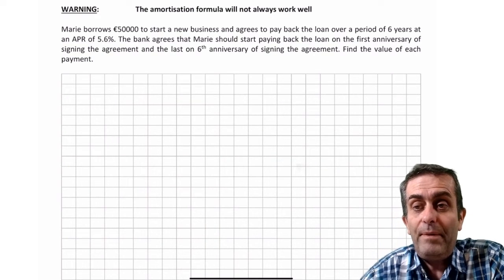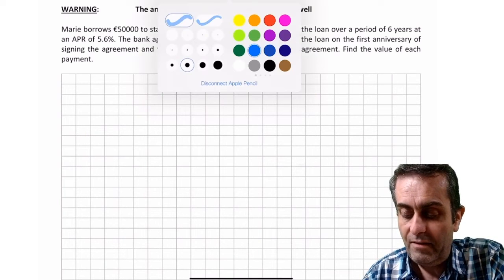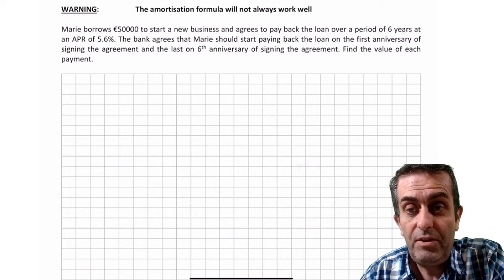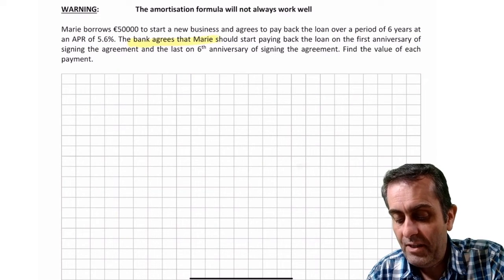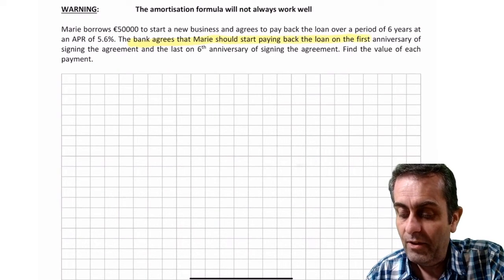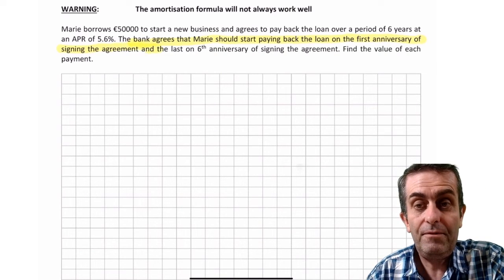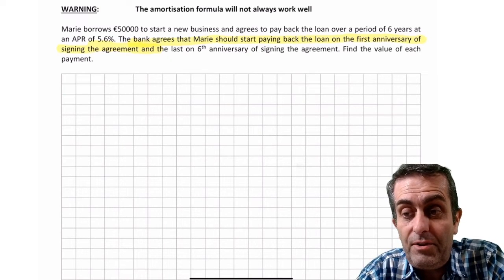So our question here reads, Marie borrows €50,000 to start a new business. She agrees to pay the bank back the loan over a period of 6 years. Okay, so the period is a little bit longer, at an APR of 5.6%. Now here's the difference. The bank agrees that Marie should start paying the loan on the first anniversary of signing the agreement. Okay, in other words, 1 year after she signs the agreement.